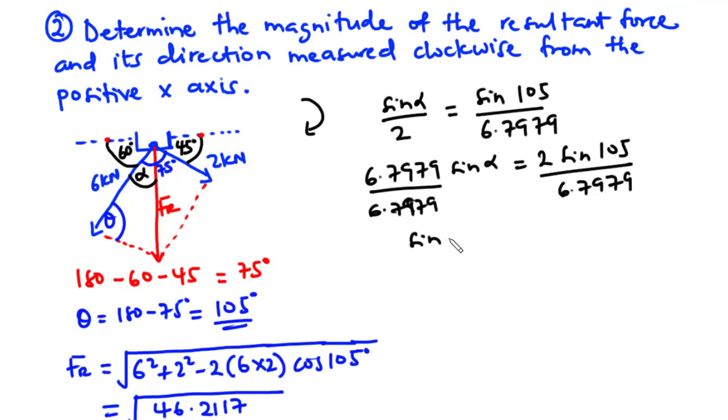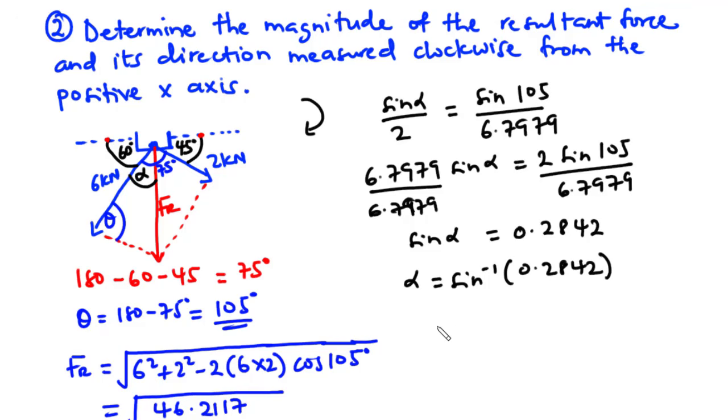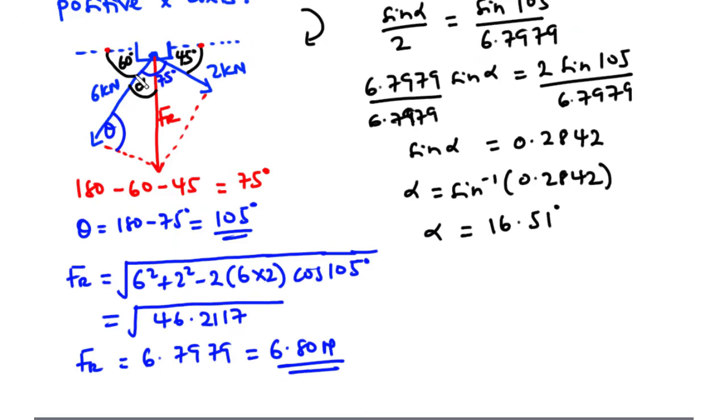So we have sine alpha equals 0.2842. So we are going to take the sine inverse of 0.2842, and then we have alpha to be equal to 16.51 degrees. Now since we know the value of alpha, then we can subtract alpha from 75, and then we add up to 45. So let the full angle between the resultant force and the positive x-axis be beta.